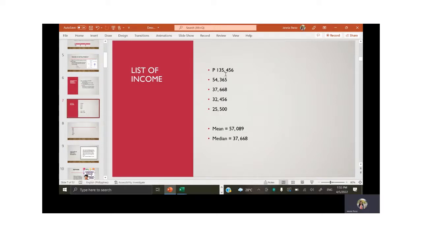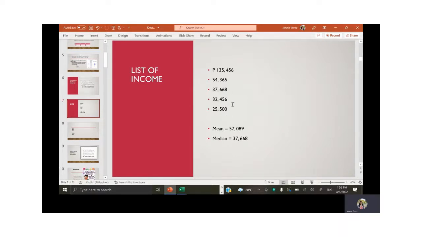Like this 135,000, this one is very far from the middle scores. So the most practical or logical measure of central tendency would be the median, 37,668, because it more closely approximates the other income here, not the 57,089, because 57,000 is way above here, which is very far from the mainstream income.